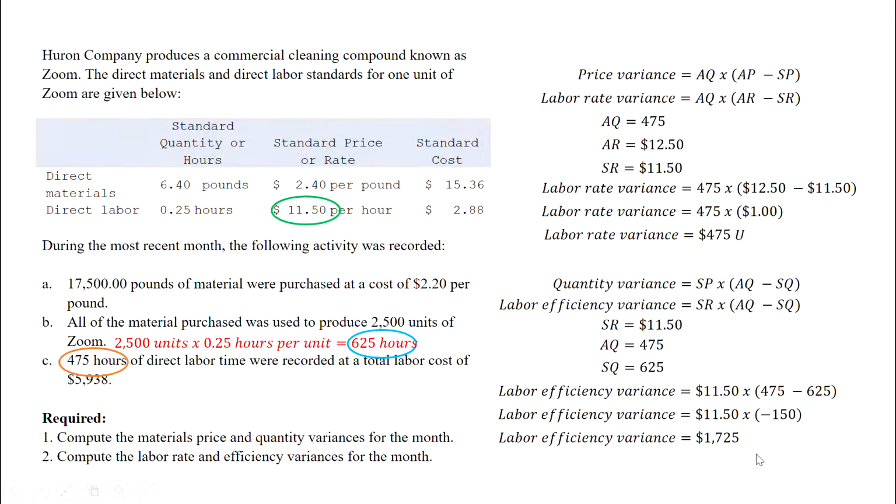Again, I don't think in terms of negative and positive when I'm doing these different variances. I think in terms of unfavorable and favorable. Is this a good thing or a bad thing? It's a good thing that we use less hours, at least on the surface. We used 475 hours. We thought it was going to take 625, so we saved 150 hours at the standard $11.50 per hour. So total dollars saved is $1,725, and that's going to be favorable.